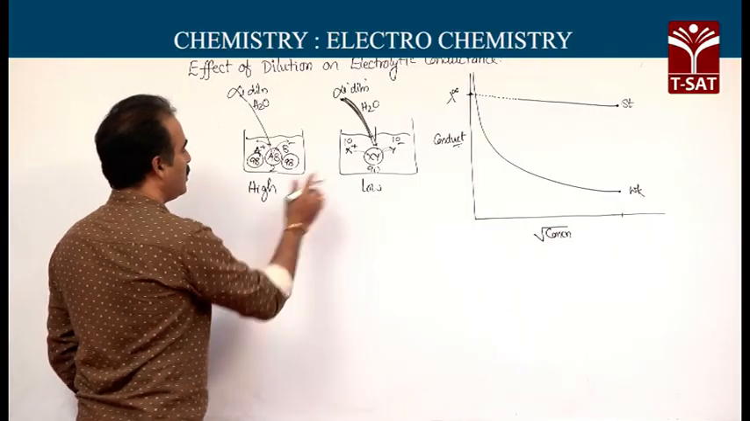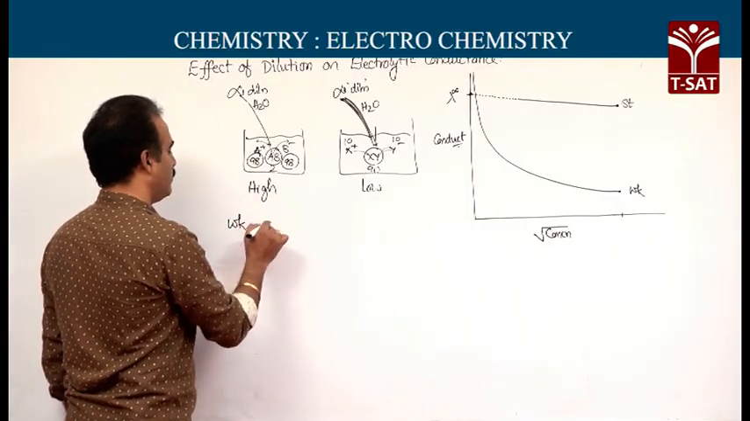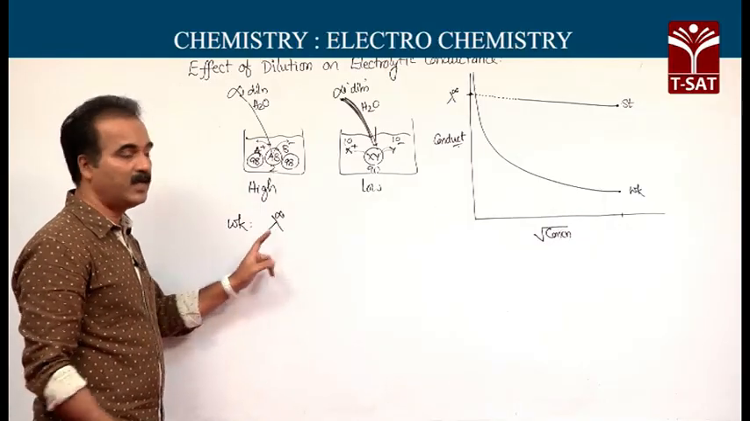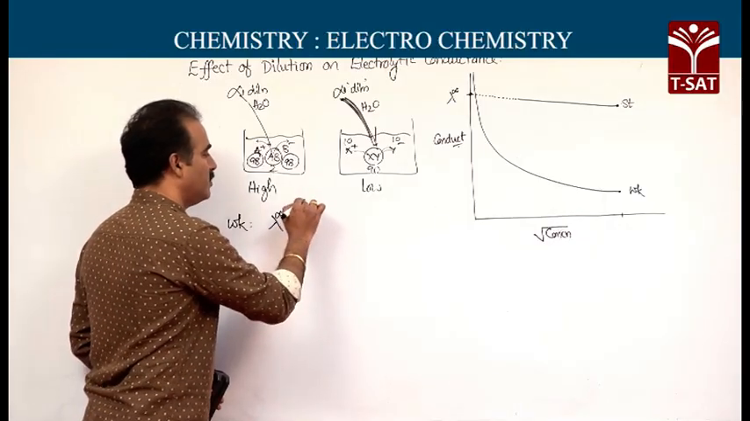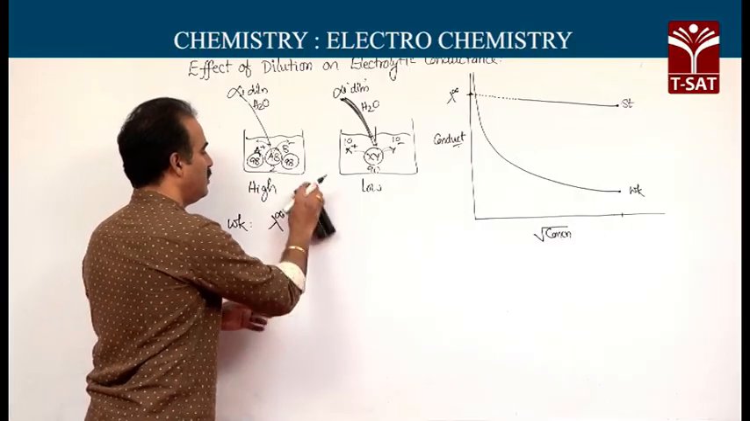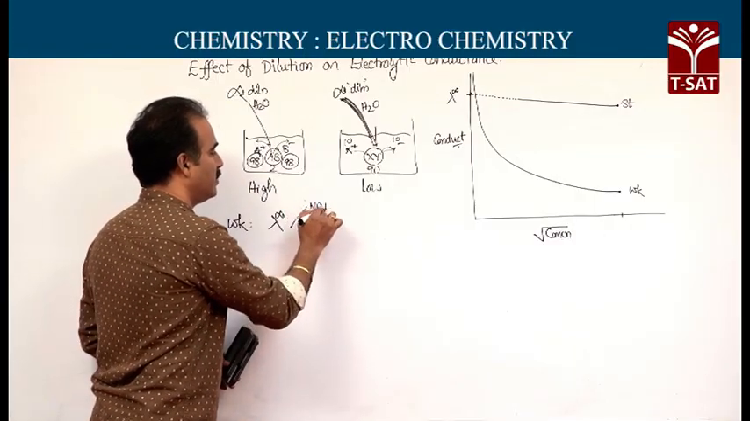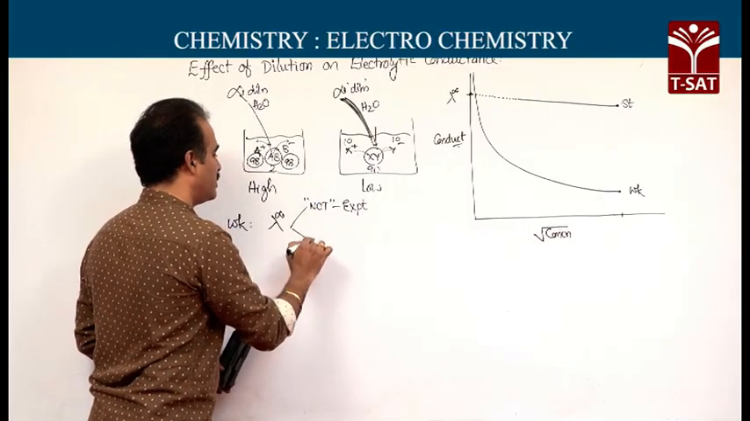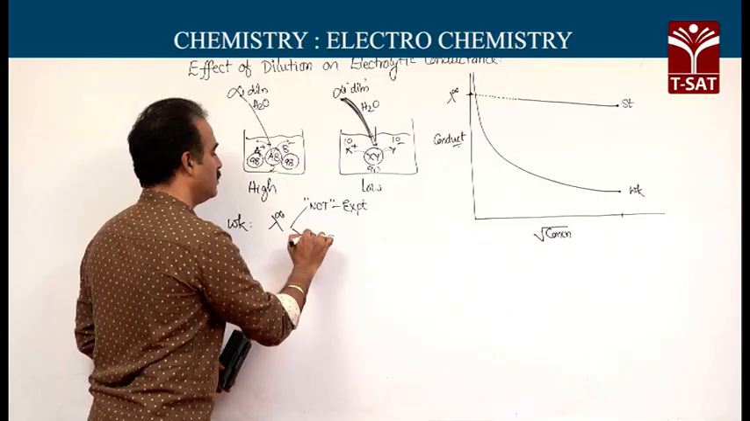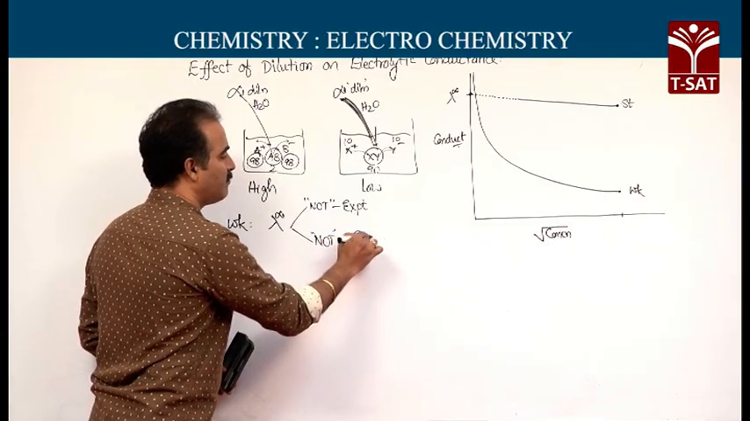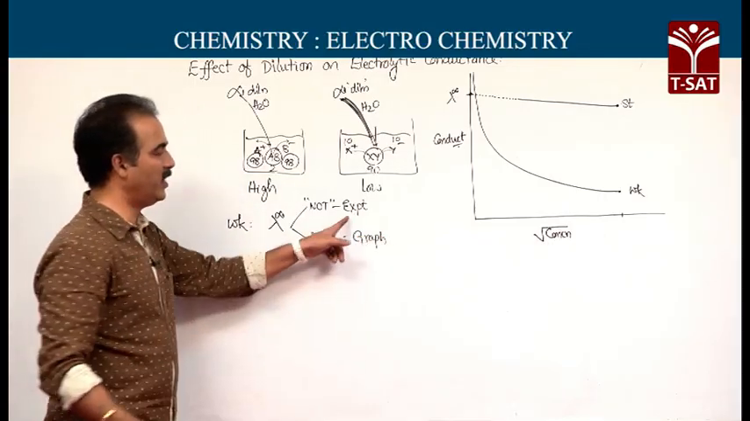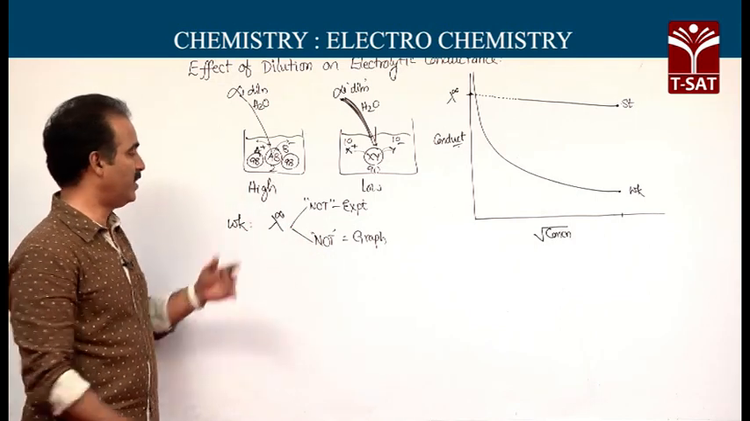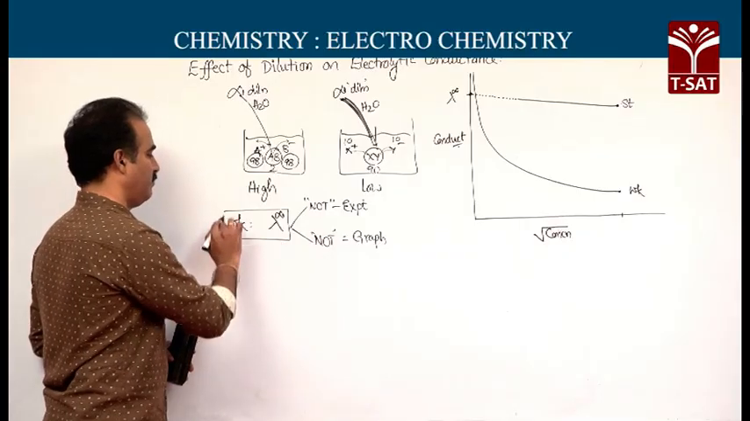So, for weak electrolytes, lambda infinity, that is conductance at infinite dilution, is not possible to find either by experiments or by graph. Either of these two ways we cannot find lambda infinity of a weak electrolyte. Then how to find the lambda infinity of a weak electrolyte?